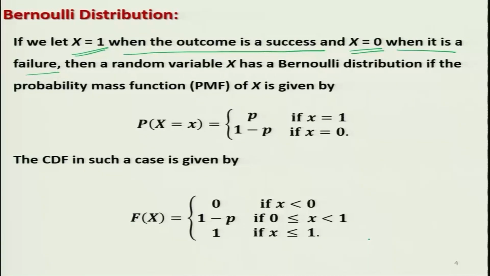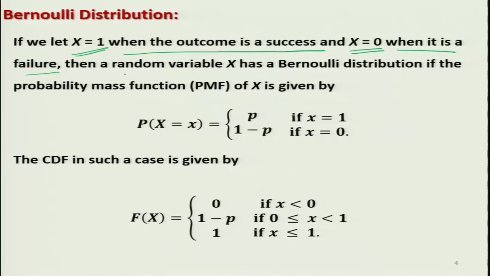One thing I would say once again is that it is not always necessary to take x equal to 1 as success and 0 as failure. You can also take x equal to 0 as success and x equal to 1 as failure. It depends on you how you define this random variable and the associated values, but psychologically it is easier to understand that x equal to 1 is indicating the success.